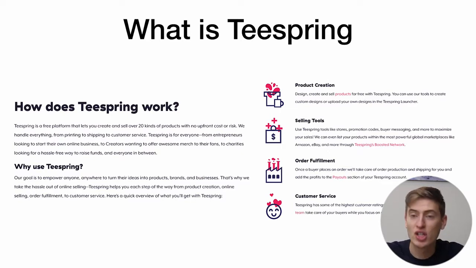So product creation, you're gonna start by designing a product. You could do that on Teespring's own design website. They have an editor, which we're gonna look at a bit later on in this video, but you can start there, and then you're gonna use tools like promotional codes. And everything is hosted on Teespring, by the way. Teespring hosts stores, promotional codes, messaging, and pretty much everything. You don't need another website. It's all done on their platform. All right, and then you have to advertise it, obviously. And then order fulfillment. Once a buyer places an order, they'll take care of the production and the shipping.